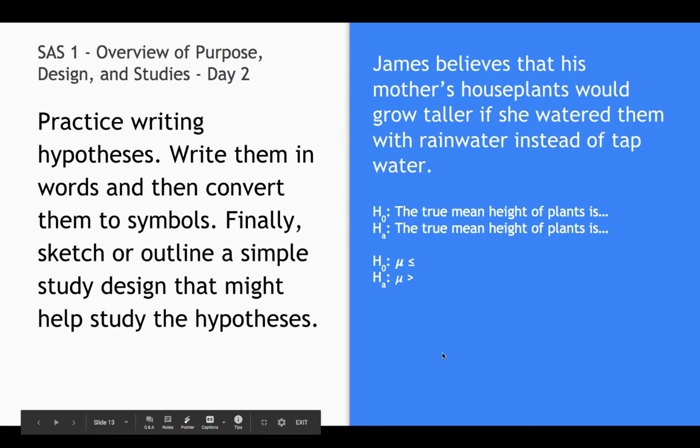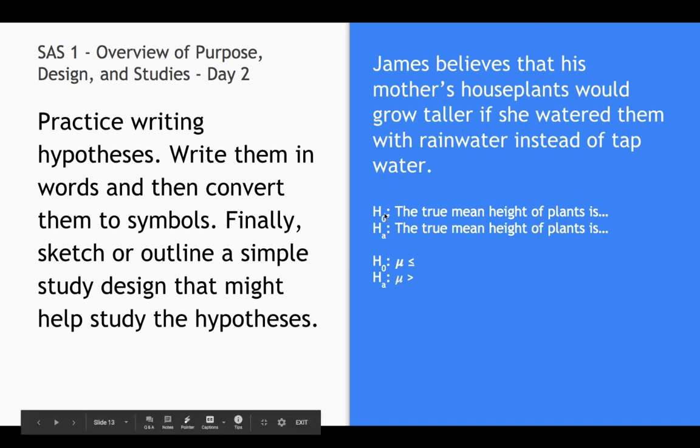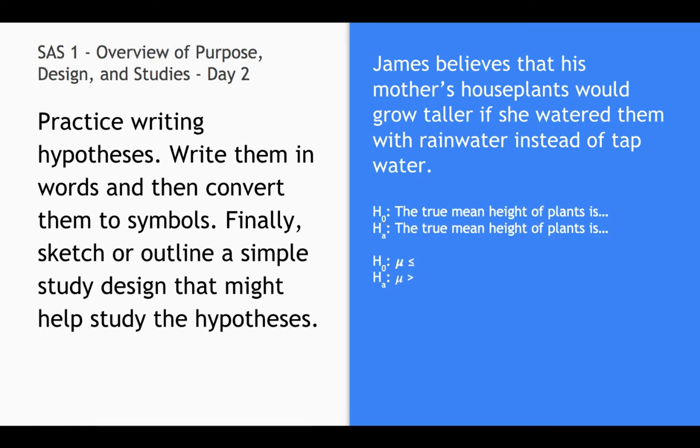All right, another example. James believes that his mother's houseplants would grow taller if she watered them with rainwater instead of tap water. All right, so the null hypothesis, or the claim, is that the true mean height of plants is the same with tap water as it is with rainwater. You see that. Now, the alternative would be that the true mean height of plants is greater with rainwater than with tap water. And that's what we're looking for.